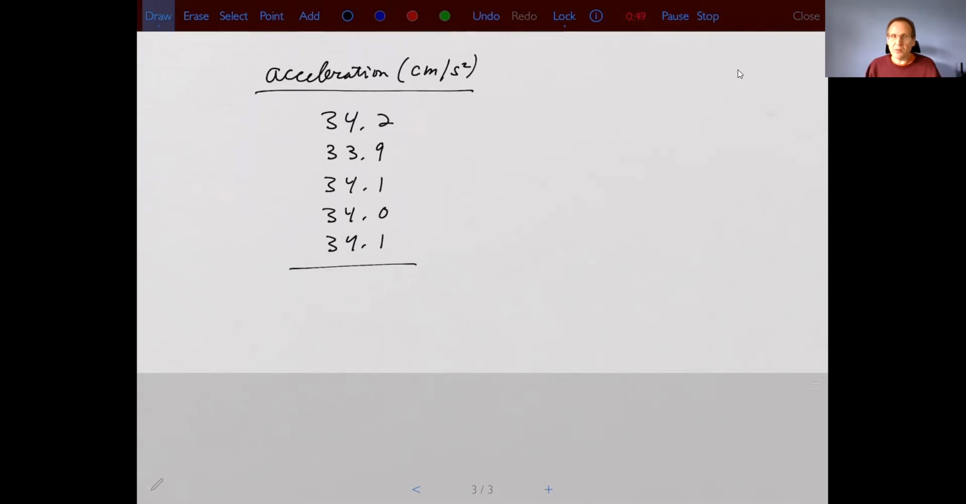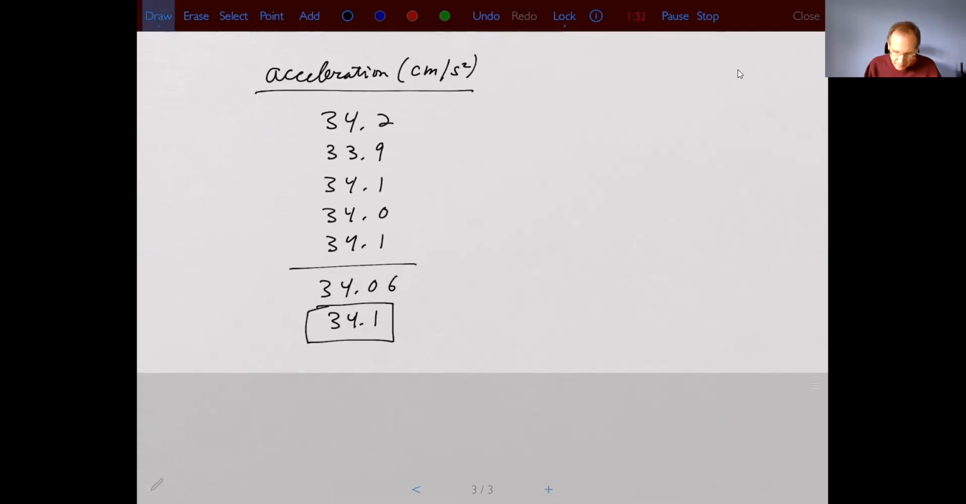So first step is to average these 5 values. So take out your calculator. Let me do this right now. So 34.2 plus 33.9 plus 34.1 plus 34.0 plus 34.1 divided by 5. I'm getting 34.06, but remember, you have to round it to the resolution of the instrument, which in this case is 1 decimal place. So I'd have to round this to 34.1. Okay, so that would be my average acceleration.